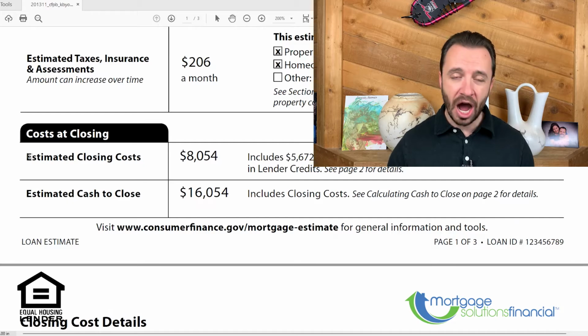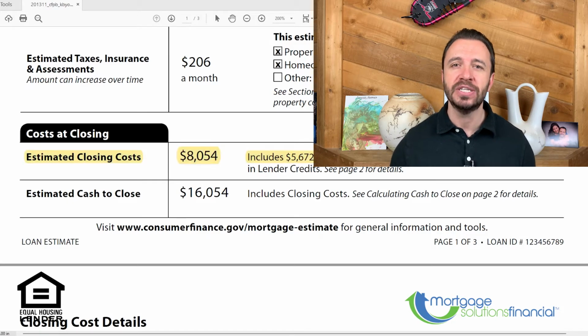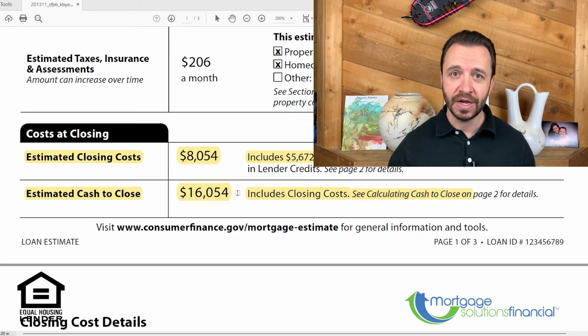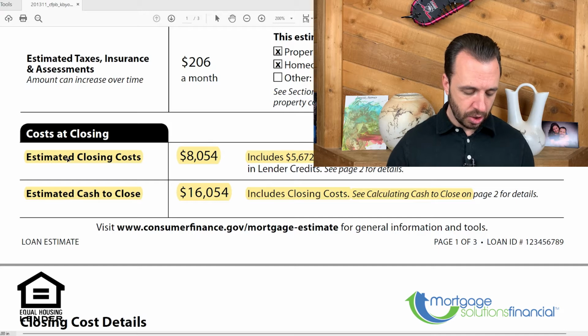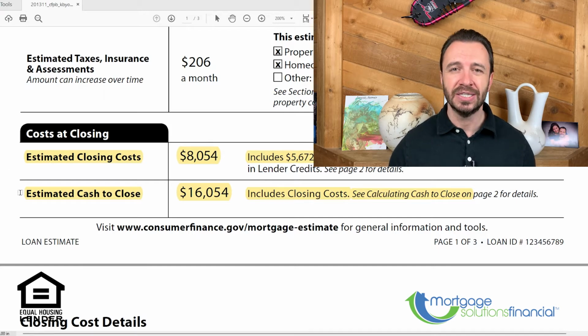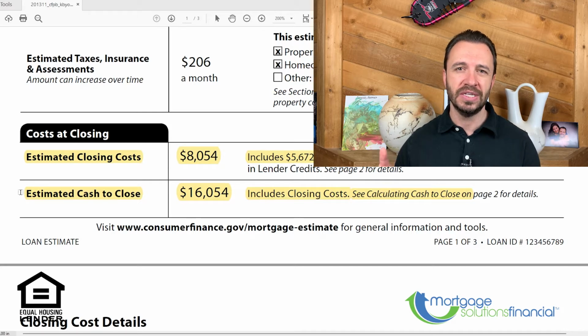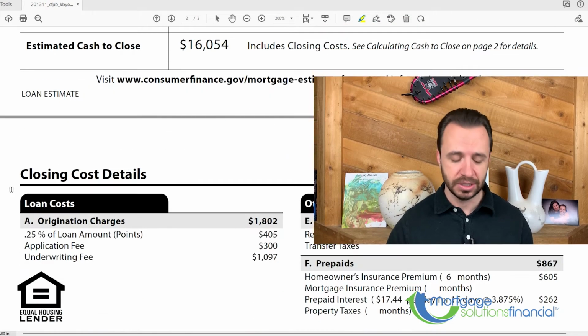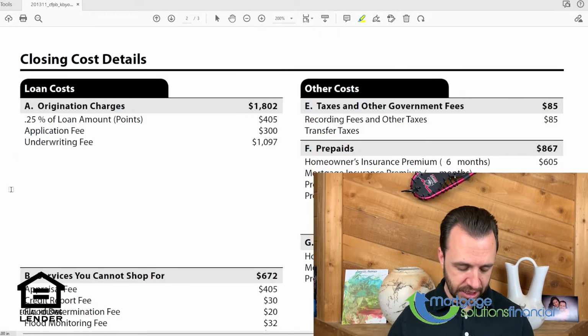Then here we've got costs at closing. So how much money you're either going to bring to the closing table or get. If you're doing a cash out refinance, this will show you how much money you're getting at the closing table. So it's broken down in two different sections. One's kind of fees associated with the loan. One's associated with fees if you're doing a down payment, right? So things that are other costs in this transaction here.